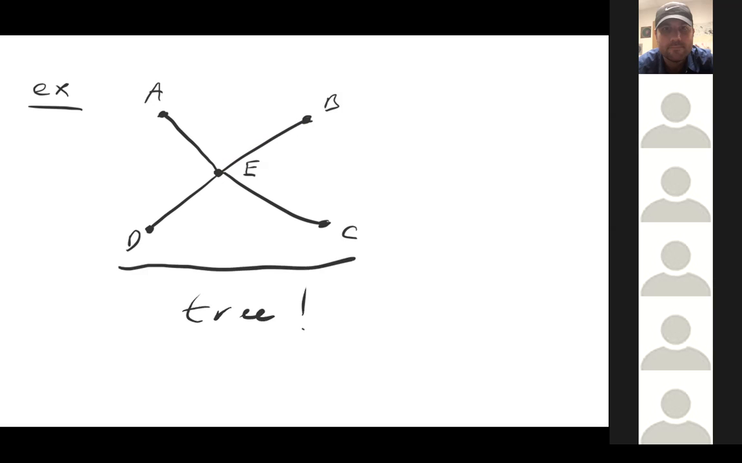Now we're going to build some theory. So you know what a tree is and what's not a tree. The big idea is that it has to be connected and it has to have no circuits, which means everything is a bridge. So you could use Todd's reasoning a little bit ago.